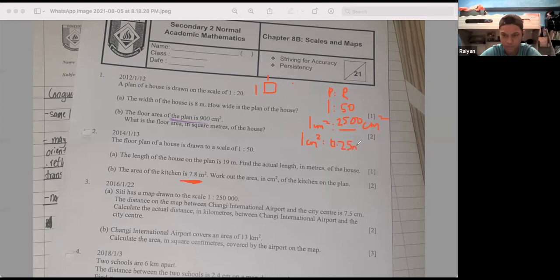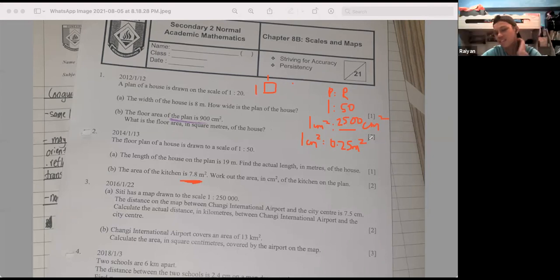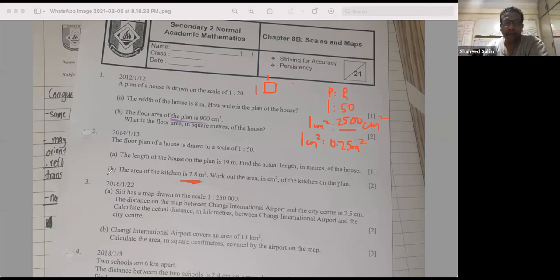0.25. Now it's like this. How? Okay, you get it now. You know what I'm doing now first? You don't know why I do this. Okay. Now, down here, we are talking about length.